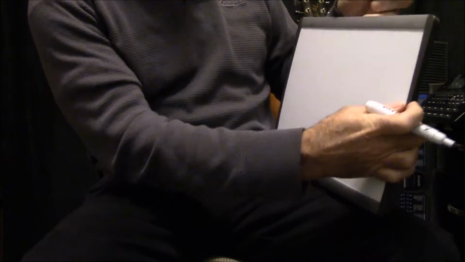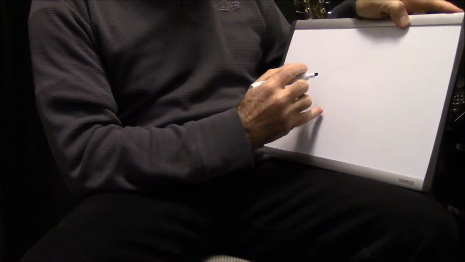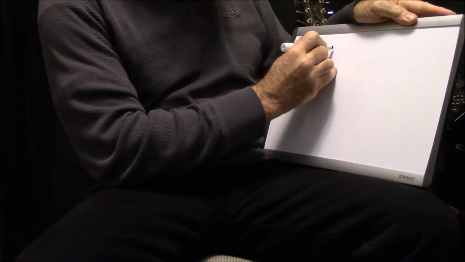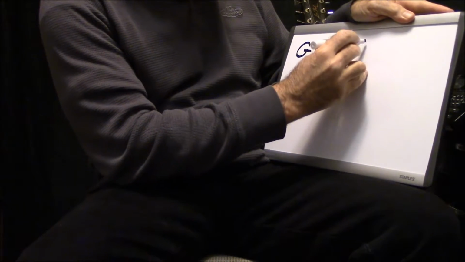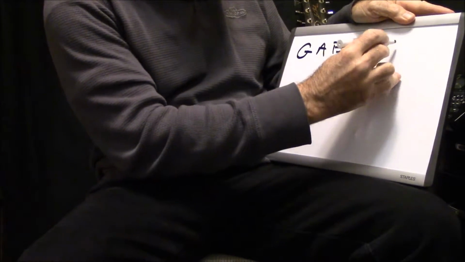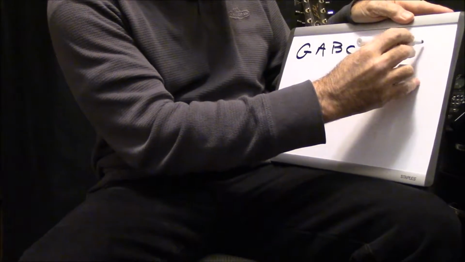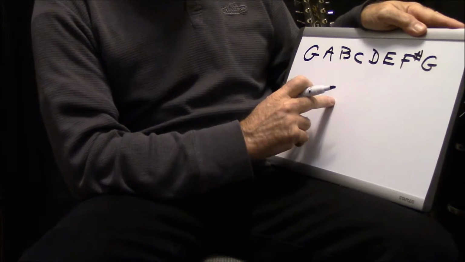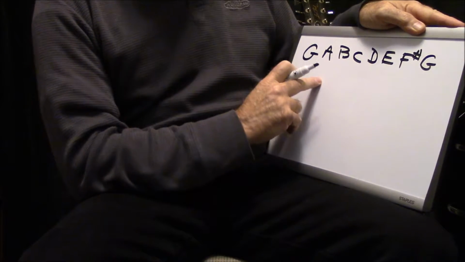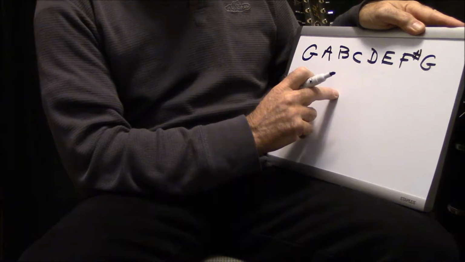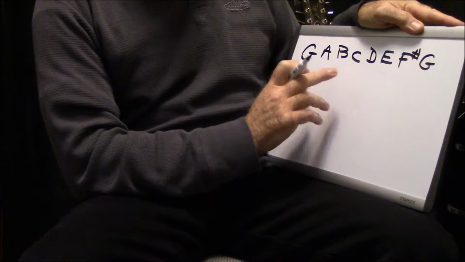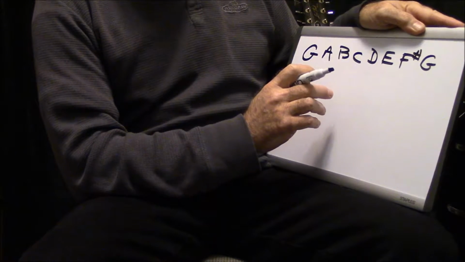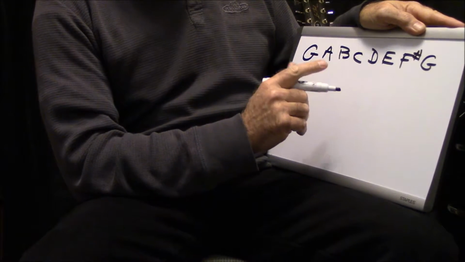If we write out every note in the key of G major, we have G, A, B, C, D, E, F sharp, and G. Every major key is built the same way as this one right here. Now, each note in the key of every major scale has a different chord. So there are 3 major chords and 3 minor chords and a diminished chord in every major key.